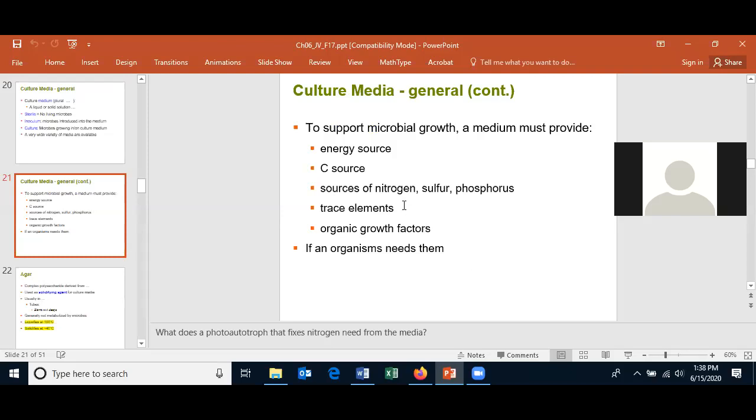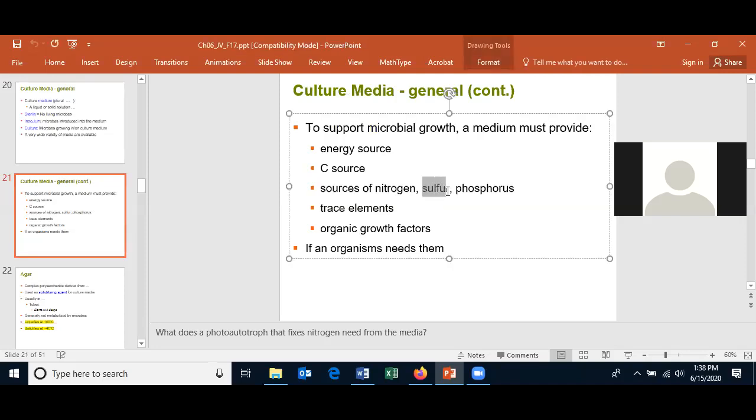Nitrogen usually comes from the protein in the media, but there could be nitrates added to the media. Sulfur, usually from sulfates in the media, but you can get that from protein. And then phosphorus is usually added as phosphate in the media, but you could supply phosphate if you put DNA in the media. There might be trace elements in the media.